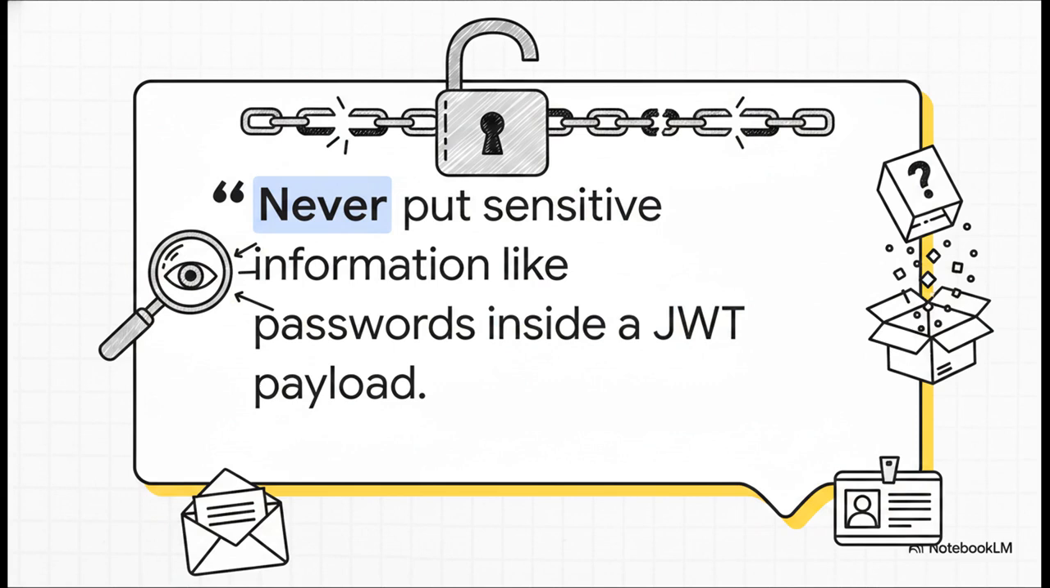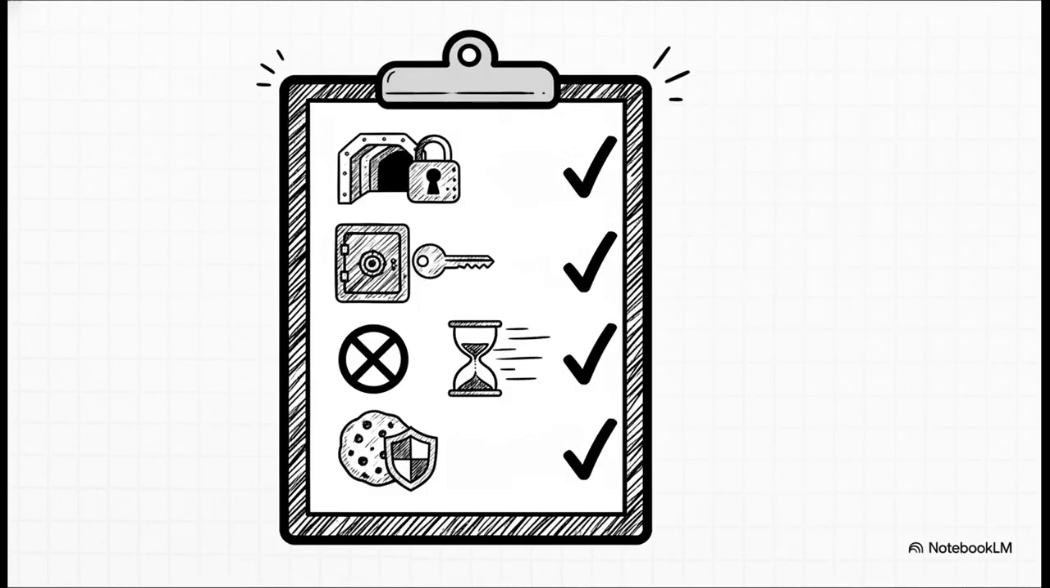Like we talked about during the anatomy breakdown, the payload is merely base64 URL encoded. Anyone who intercepts the token, or even just pops open their browser's developer tools, can decode it in half a second. Remember, it's an ID card, not a locked safe. You have to treat the data inside it as completely public information. To make sure your implementation is absolutely airtight, here is your essential JWT security checklist.